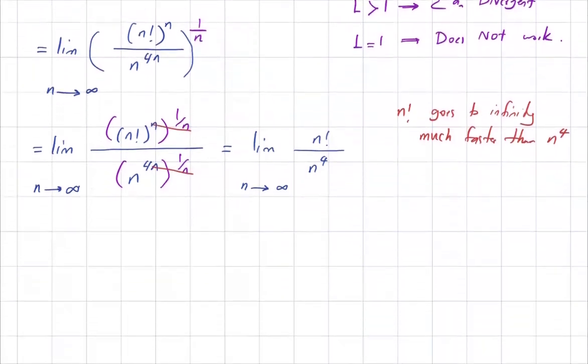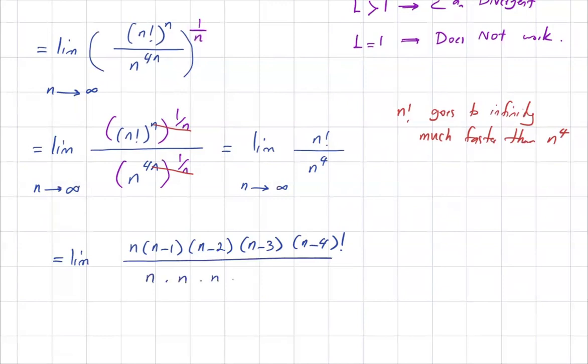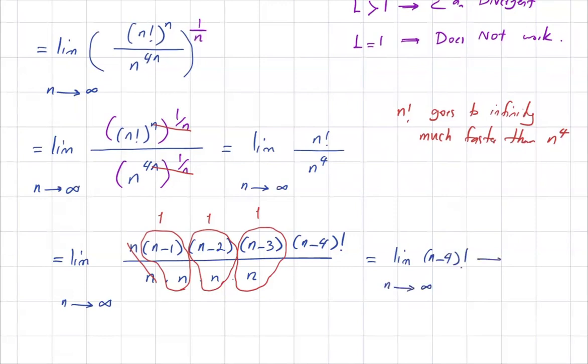This guy can also be written as the limit of n times n minus 1 times n minus 2 times n minus 3 times n minus 4 factorial divided by n to power 4, which is n times n times n times n, right? And n goes to infinity. So first of all, you can get rid of these two. And the limit of n minus 1 divided by n as n goes to infinity is equal to 1. The limit of n minus 2 divided by n as n goes to infinity is equal to 1. The limit of n minus 3 divided by n as n goes to infinity is equal to 1. And you're left with the limit of just one quantity here. The limit of n minus 4 factorial as n goes to infinity, which goes to infinity, all right? So since this guy goes to infinity, it means that the series is a divergent series.